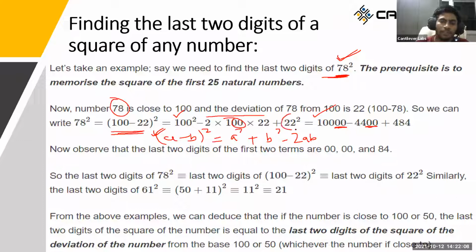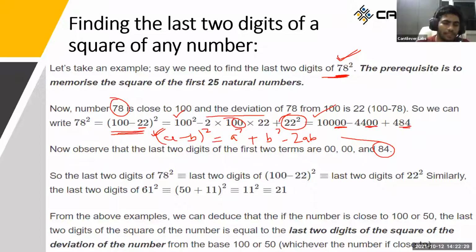So we're just concerned with the last term, that is the square of the last 2 digits. Here we have 22. So 22 square is 484. So the last 2 digits would be 84. So since this was 78, any number you can think of can be expressed in terms of 100 minus something or 50 plus something.